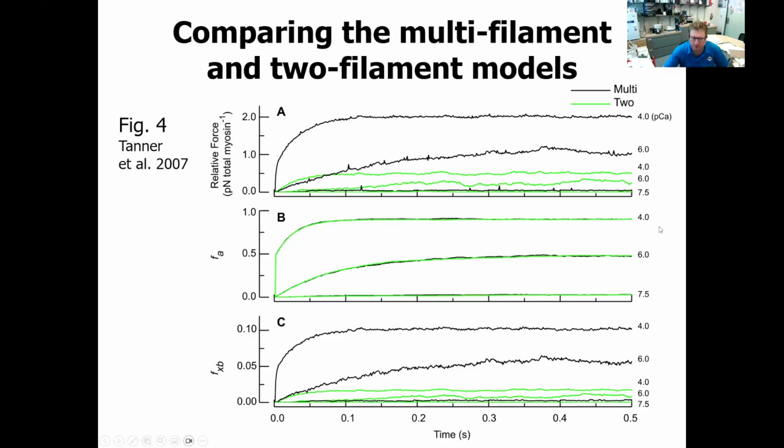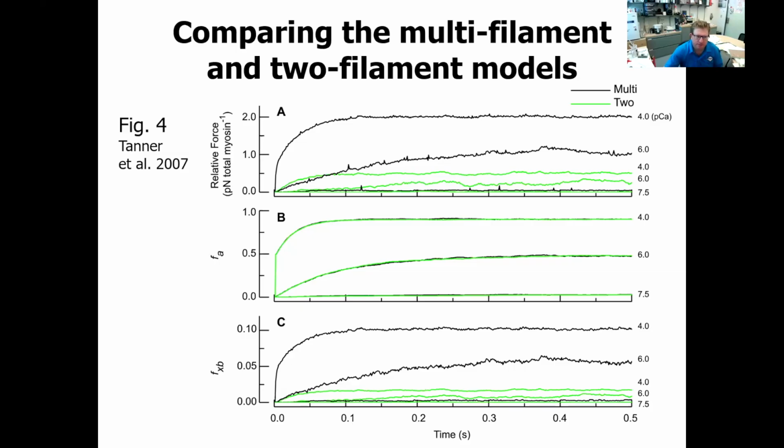We see that the fractional activation is very similar between the two models. At PCA 4, you have a lot more activation, which is a high calcium level. At PCA 6, you have a medium level of activation, which is a medium calcium level. And at low calcium, you have very low activation. Even though the fractional activation is the same, you get very different relative values of the force produced per myosin in the system for the multiple filament model, where that's quite a bit larger. And that comes from quite a bit more cross-bridge binding as well.